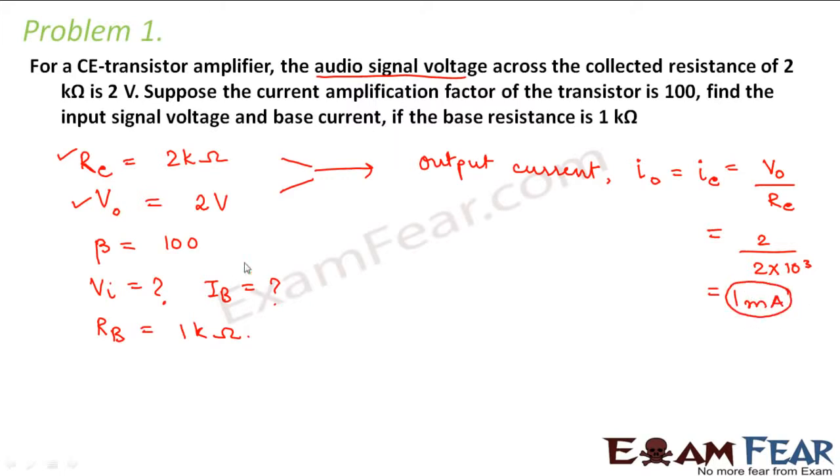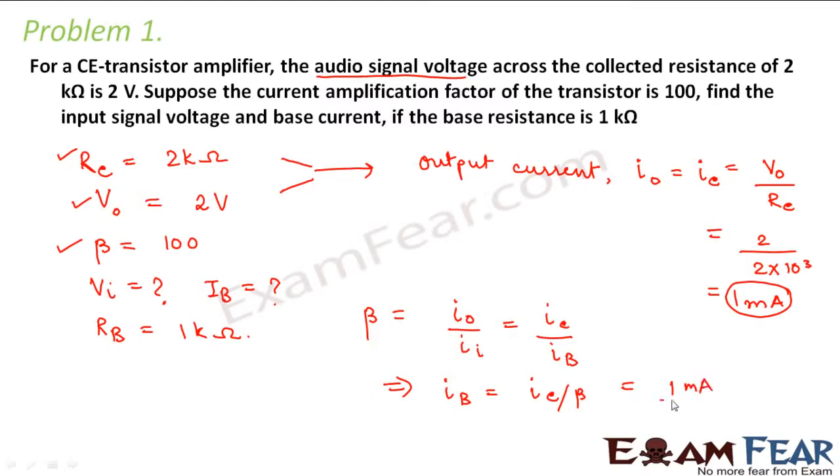Now we know output current and we also know current gain. So using this, we can say beta is equal to I output by I input, that is I collector by I base. So from this I can calculate the base current as collector current divided by beta. So collector current is 1 milliampere divided by beta, which is 100. So base current comes out to be 0.01 milliamperes. So this is my base current. So one portion is done.